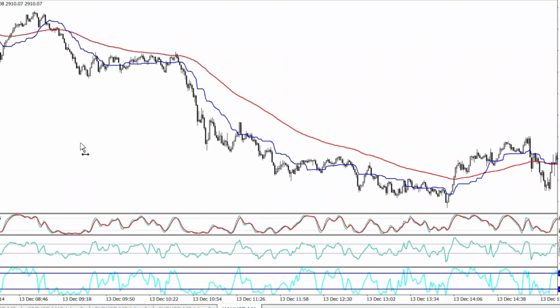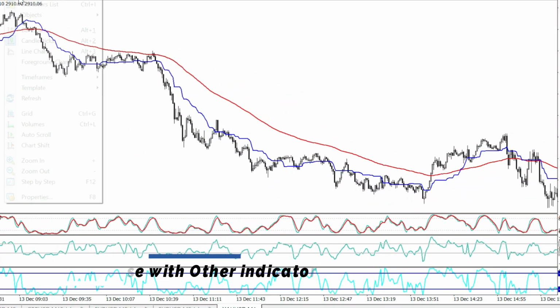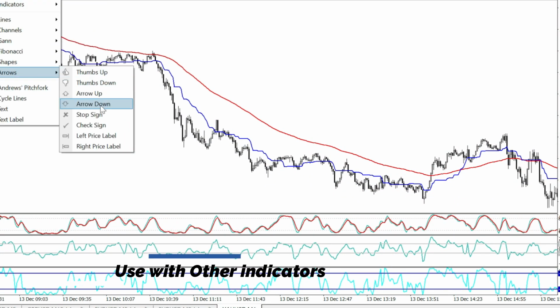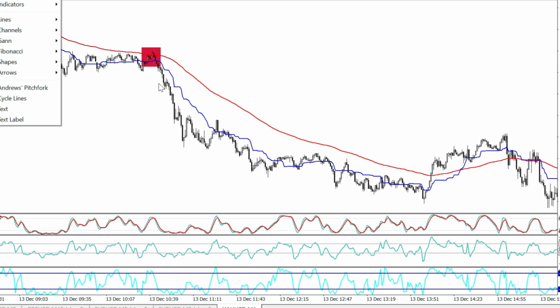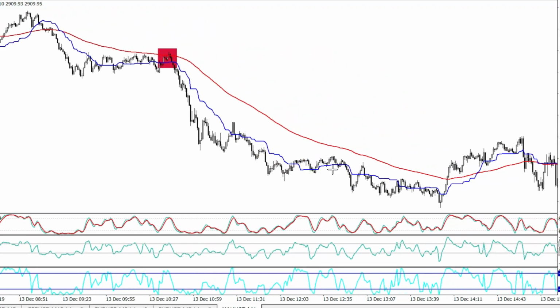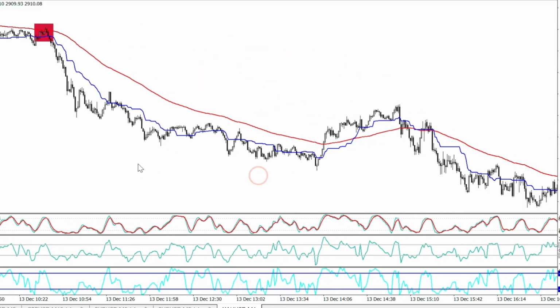Use RSI with other indicators. The RSI is most effective when combined with other technical analysis tools like moving averages, trend lines, or Fibonacci retracement levels. This multi-tool approach helps filter out false signals and improve trading accuracy.